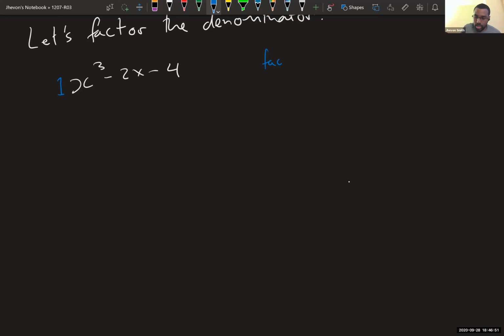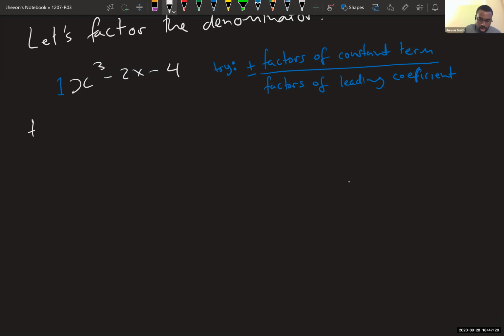So you look at the factors of the constant term over factors of the leading coefficient, plus or minus, and you're going to try all these. What do I mean by try them? You're going to literally plug them in. So in other words, you are going to try x equals plus or minus 1, plus or minus 2, plus or minus 4, and plug in to see who gives you 0.